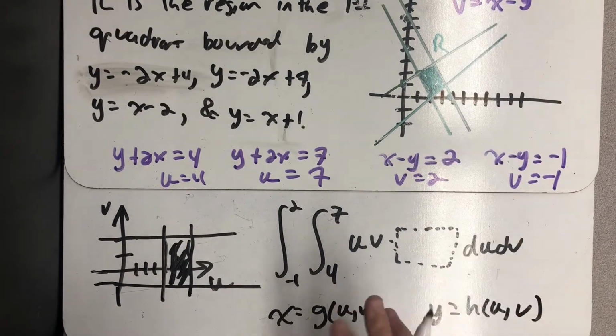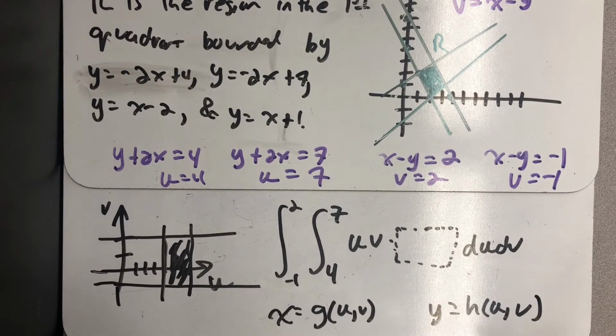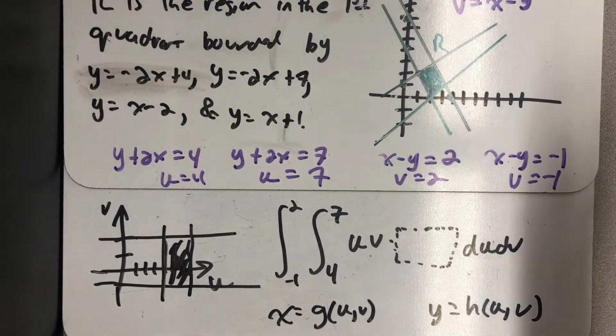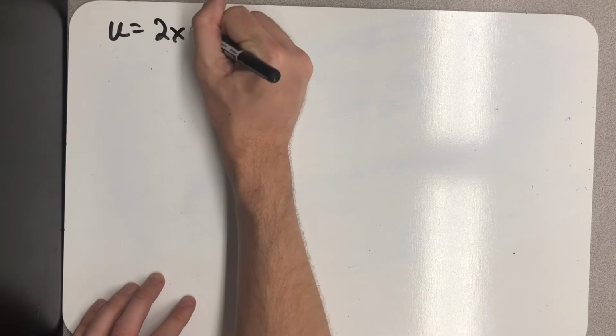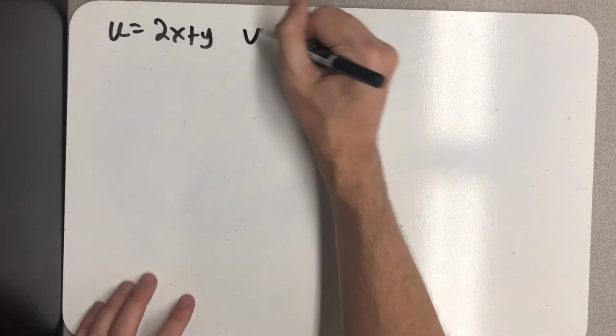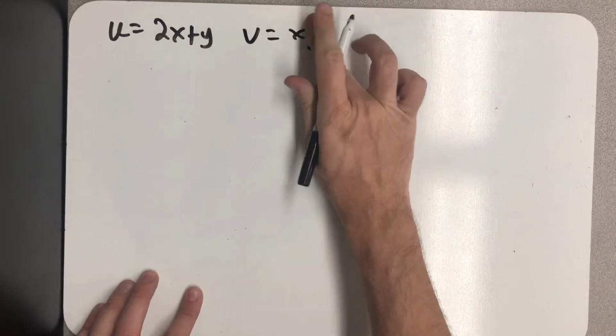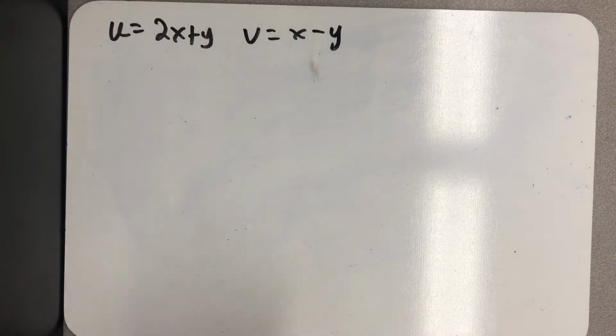These equations right now are kind of the way I would have done substitution before, where I'm like u equals something and v equals something. I need to solve for x and y so that I can calculate my Jacobian. So I'm going to put this stuff aside for a moment. And I have u equals 2x plus y, and I have v equals x minus y, and we need to solve for a system that says x equals and a system that says y equals.